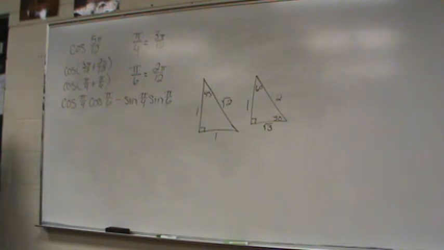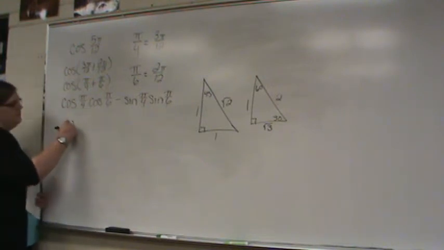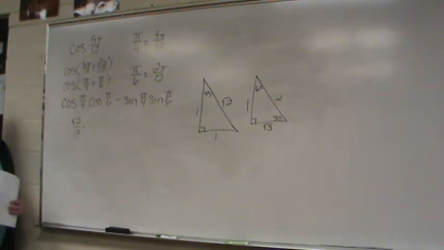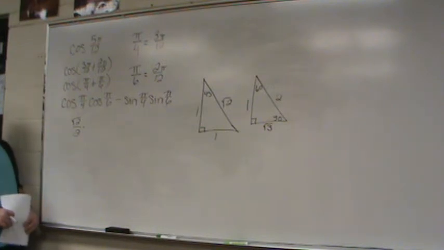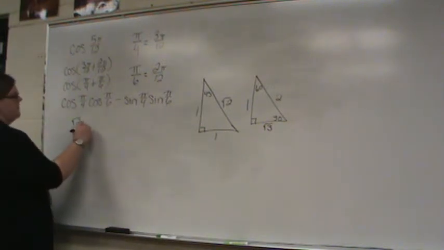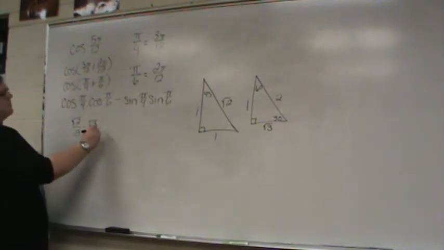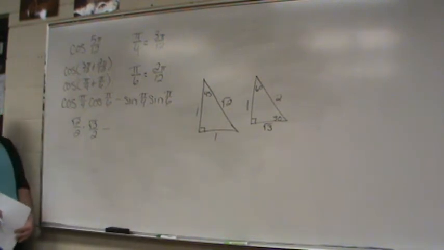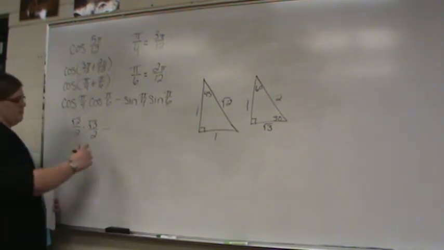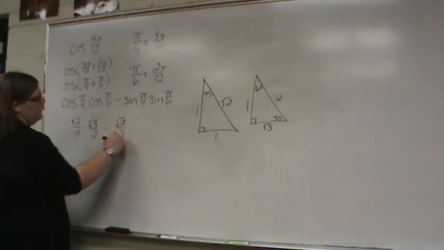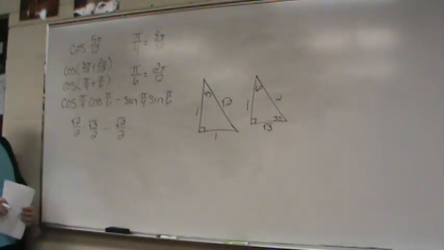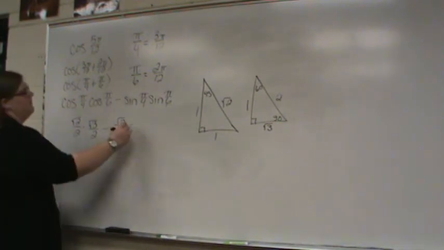So cosine of pi over 4 is what? Root 2 over 2. Then we're multiplying by the cosine of pi over 6, which is root 3 over 2. And then we're subtracting the sine of pi over 4, which is root 2 over 2, and multiplying by the sine of pi over 6, which is 1/2.